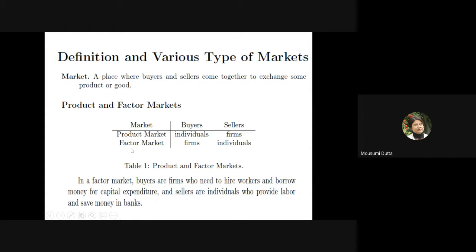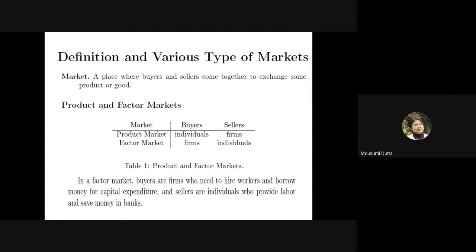An example of the factor market is the labor market. Labor can be work or capital. The work I'm doing at this moment, I am trying to teach you. That means I am trying to sell something which I know, and against this, I'm getting a payment. I get my salary because of that.